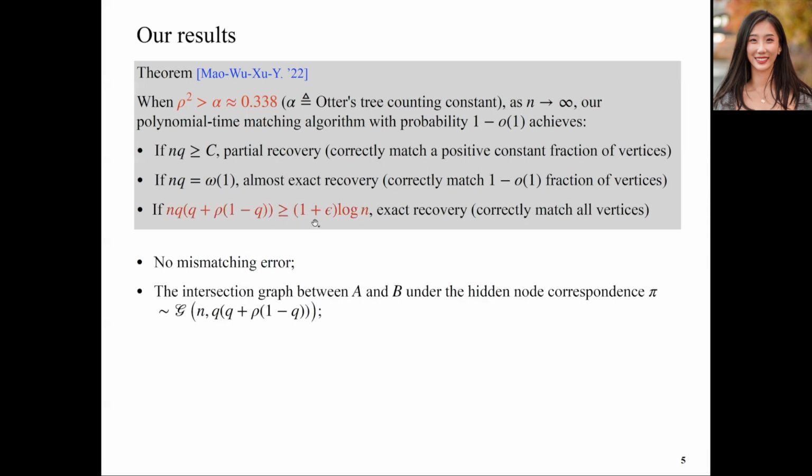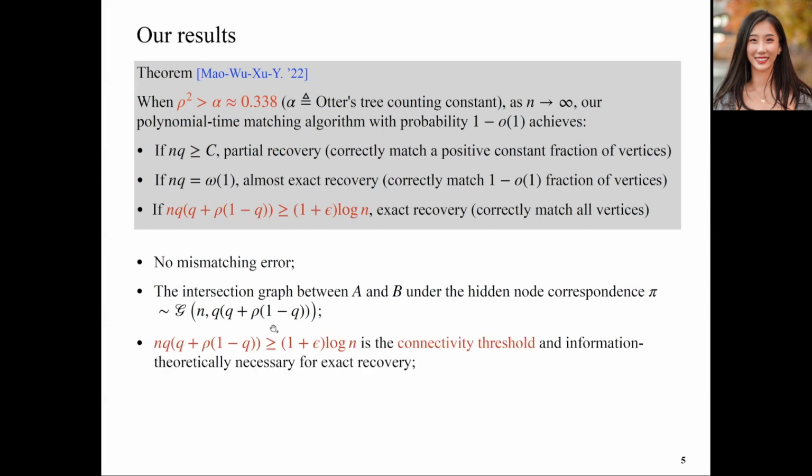Now let me briefly talk about this highlighted condition here. If you look into the intersection graph between A and B under the hidden node correspondence pi, you can think of this intersection graph as also a network that contains all the users, and each two users are connected if they are friends on both A and B. Then this intersection graph itself is also an Erdős–Rényi random graph with n nodes, and this is its edge probability. Then this condition corresponds to the connectivity threshold of the intersection graph.